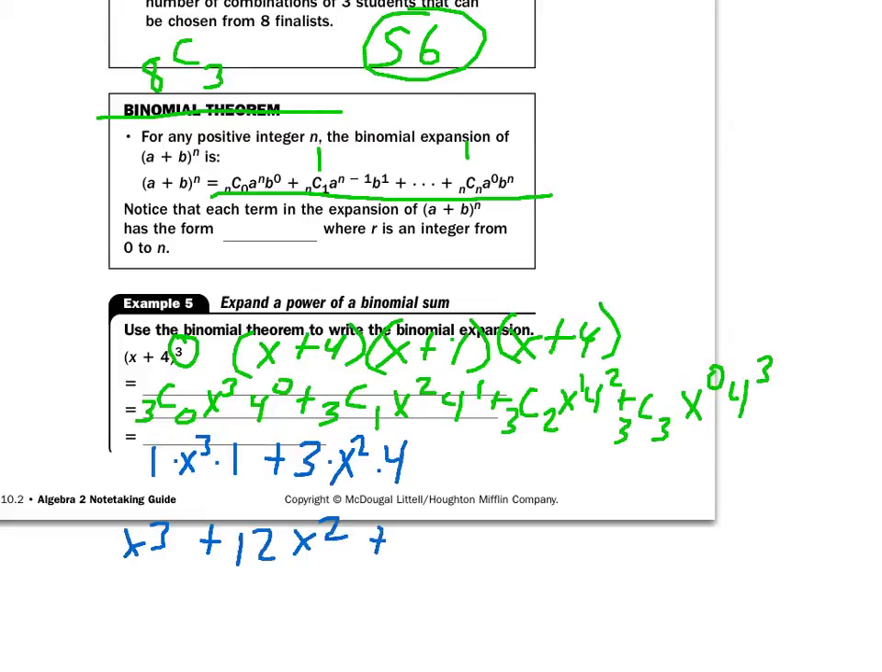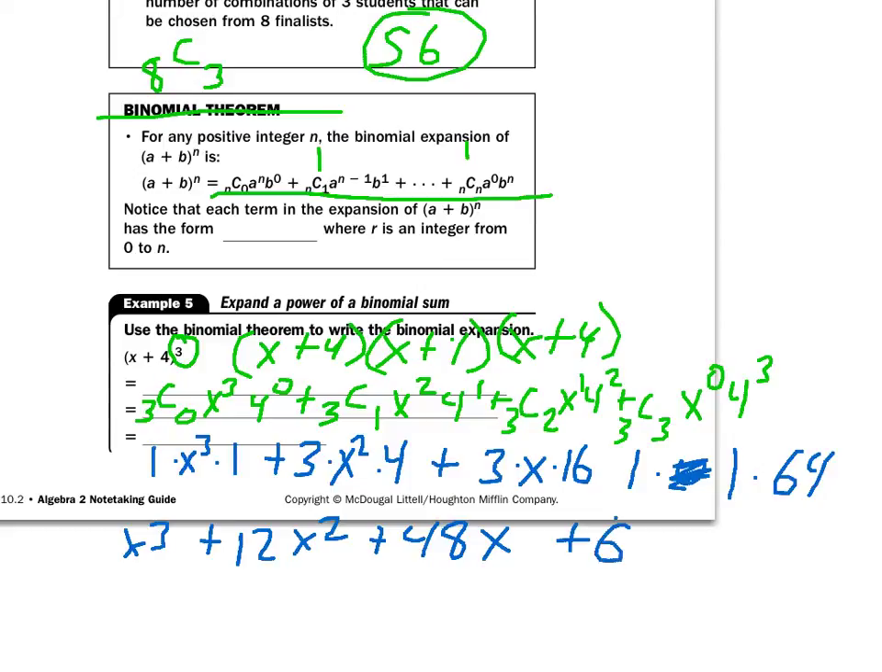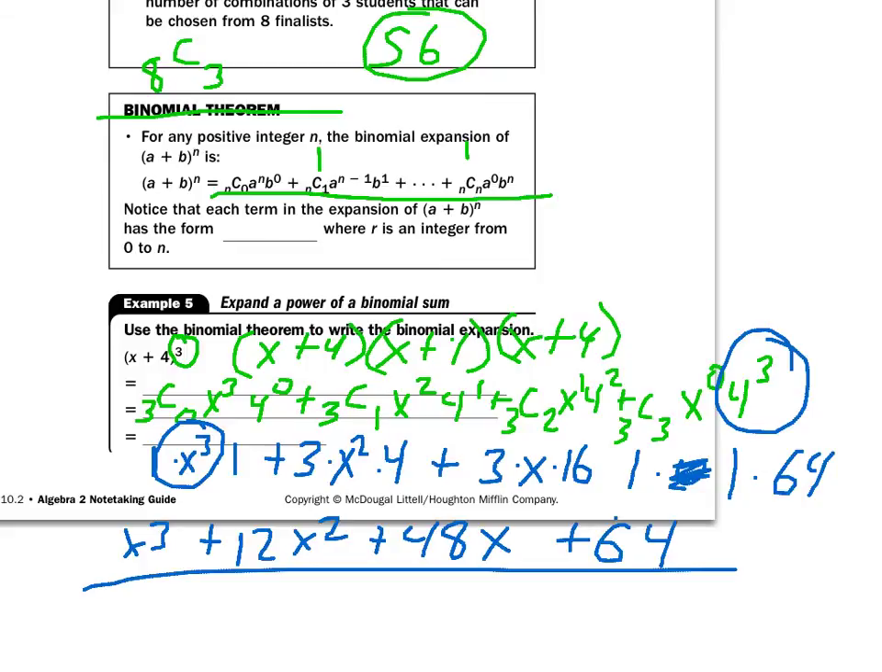A little harder to get to on that one. And 3 choose 2, 3 combination 2, is 3 times x times 16. That's 48x. Plus 3 choose 3, 1 times x to the 0 is 1, and 4 to the 3rd is 64. So it's going to end in 64. Or really it ends in 4 to the third. And it starts in x to the third. So when we look at those two things, those kind of make sense to us. But that's how you do that. That's kind of tough stuff.